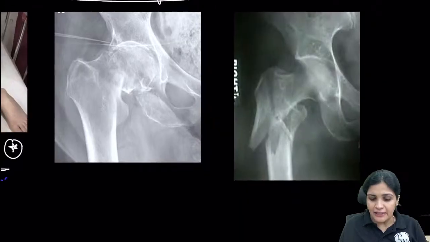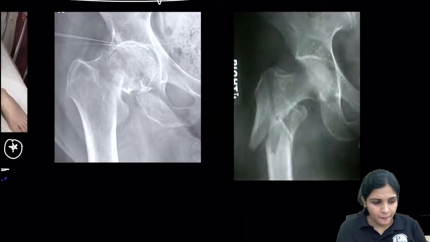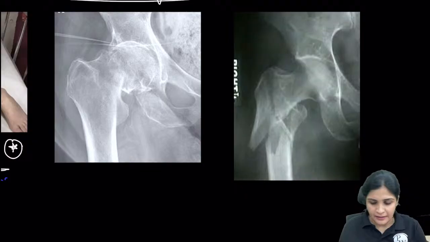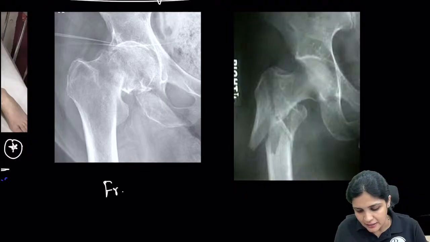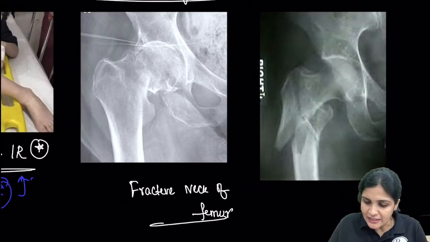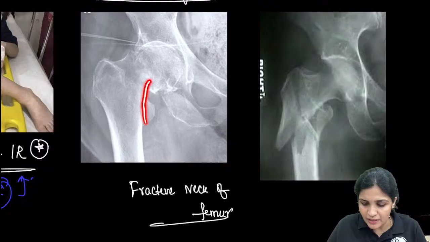What can you see here? So there is a fracture. Neck of femur, right? Yes, you can see that the cortical line is broken like this.